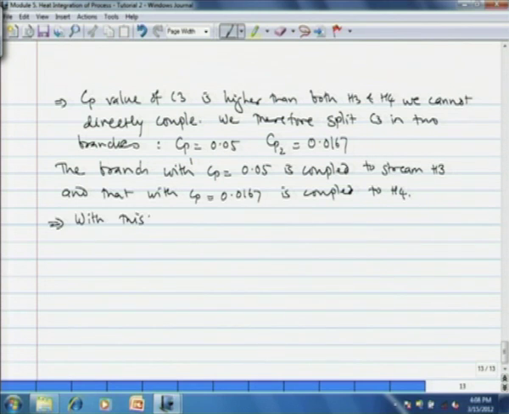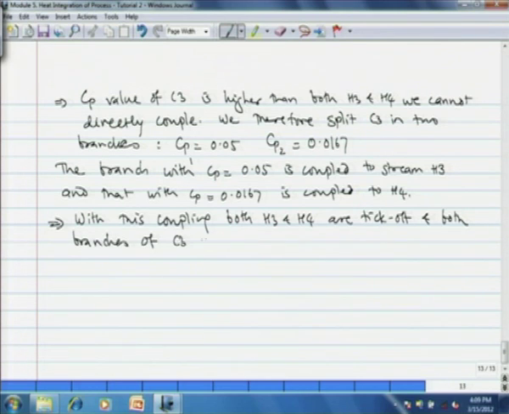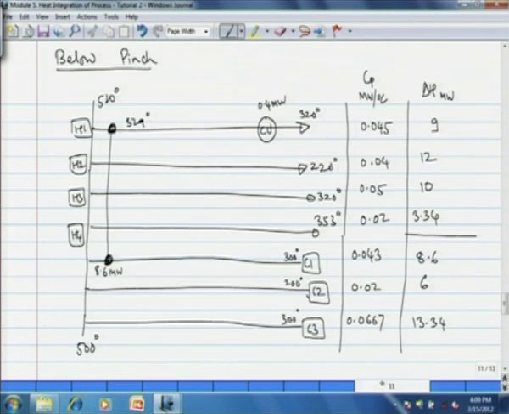With this coupling, both H3 and H4 are ticked off because their heat duty is satisfied, and both branches of C3 are also ticked off. So, we now show those two exchangers on the grid. The exchanger, we are going to split now C3. So, here we show the split of C3.